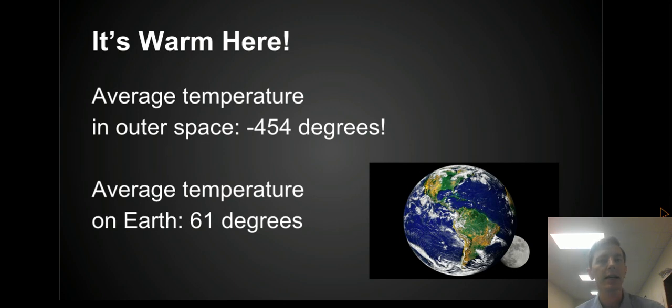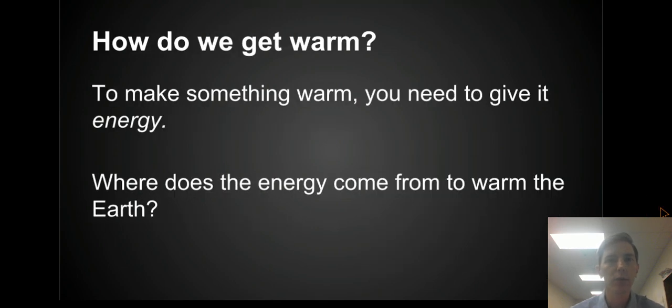First off, you should know that on Earth, it's actually pretty warm compared to the rest of the universe. The average temperature in outer space is negative 454 degrees. That is incredibly cold. But the average temperature on Earth here is positive 61 degrees. So compared to outer space, we are a lot warmer. So how do we get warm?